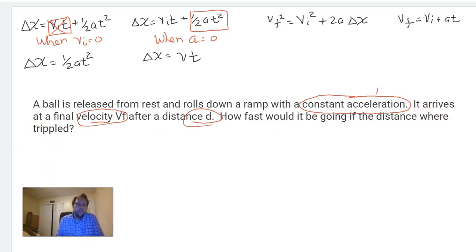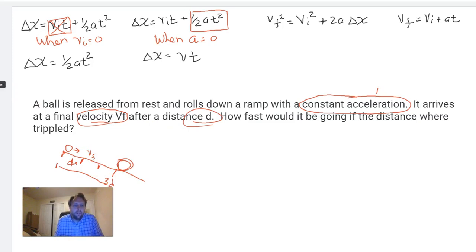Okay, so we have a ball rolling down a ramp. After some distance d, it's at speed vf. What though if instead of going d, we went all the way down to 3d? So we went from here to there is 3d, as opposed to right here, which is just d. What would the velocity be here in relationship to that vf?